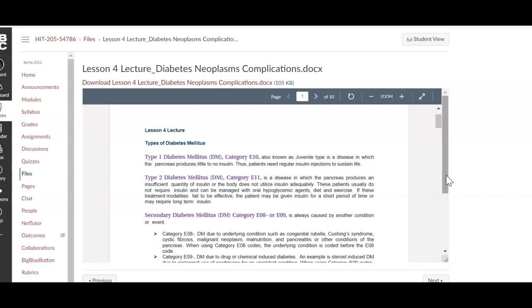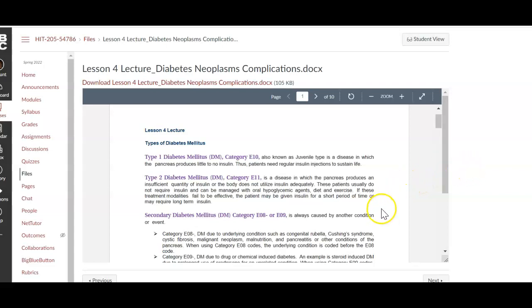Okay, so as we know, type 1 diabetes, category E10, is also known as juvenile type. This is the disease in which the pancreas produces little to no insulin. The patient needs regular insulin to sustain life, where type 2, category E11, is where the pancreas produces insufficient quantity of insulin or the body does not utilize it adequately.